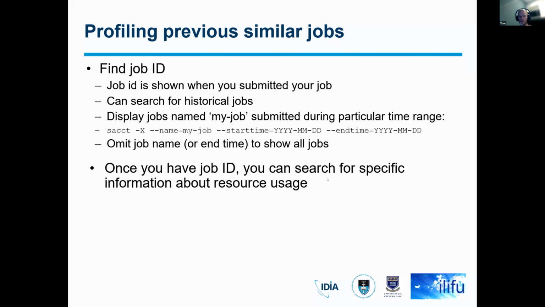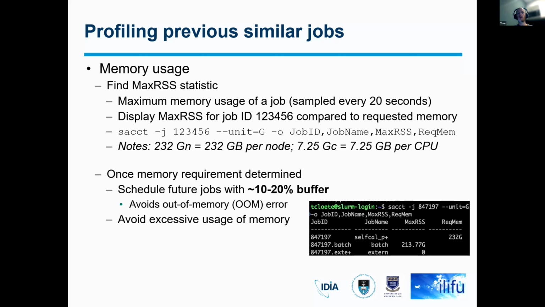So once you have the job ID of a previous job that you ran, you can now look at the resources that were used. The main thing here in terms of memory is to look at the max RSS statistic. This is the max resident set size, and it's basically the maximum memory that your jobs used, based on a sampling that was done every 20 seconds.